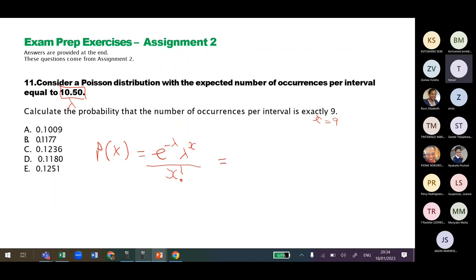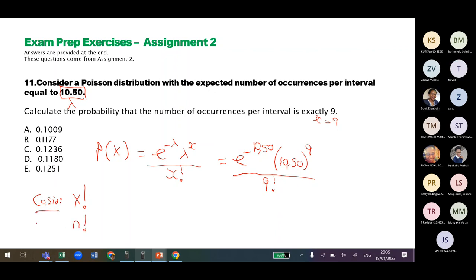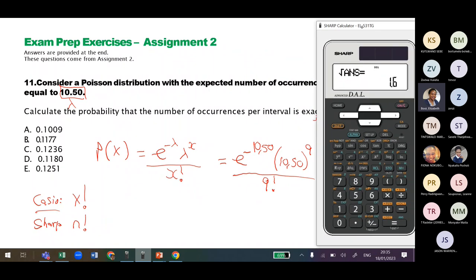So e to the power of negative 10.50, times 10.50 to the power of x, our x is 9, divided by 9 factorial. So you might ask yourself, where is it on the Casio? A factorial looks like that. On a Sharp calculator, a factorial looks like that. So you will have to go and find where your factorial is at.